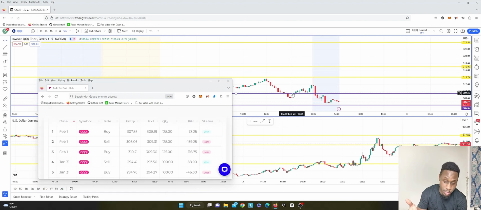I just took some quick profits, flipped to the other side because I could see the dollar pushing up, but the dollar didn't give the right signal until around 10:30, and I'll show you that as well.